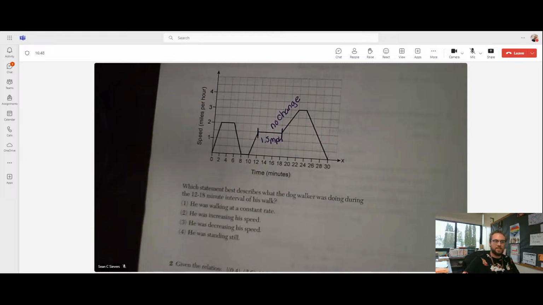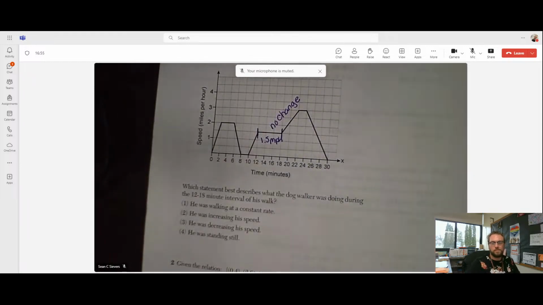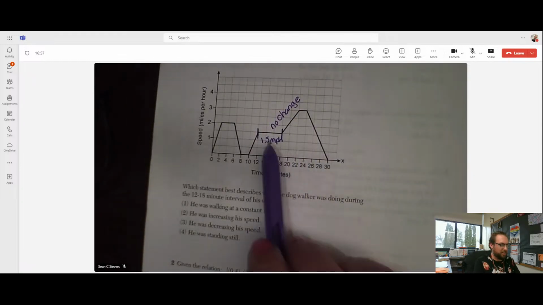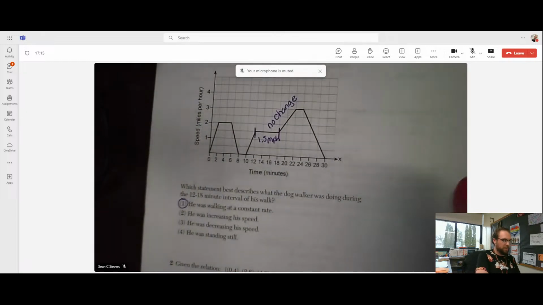Give us another couple seconds to think about this. Think about what this means when it says no change. If our graph looks horizontal. Okay, those of you who answered A, you are correct. He was walking at a constant rate because there was no change there.